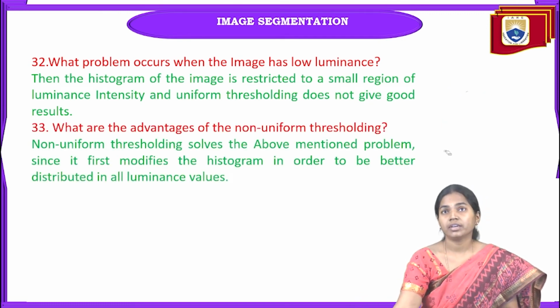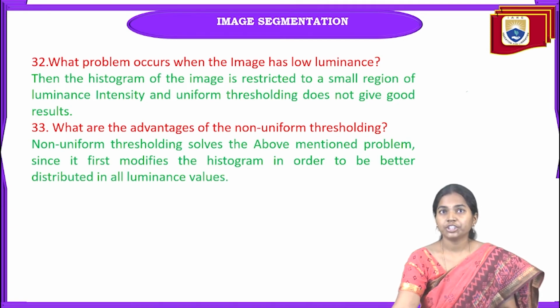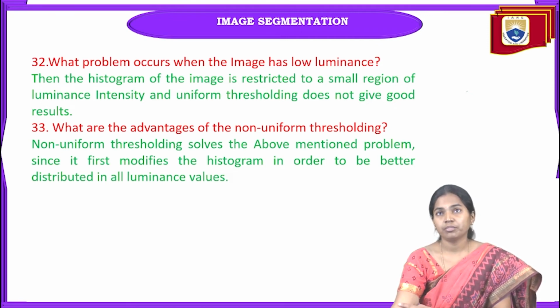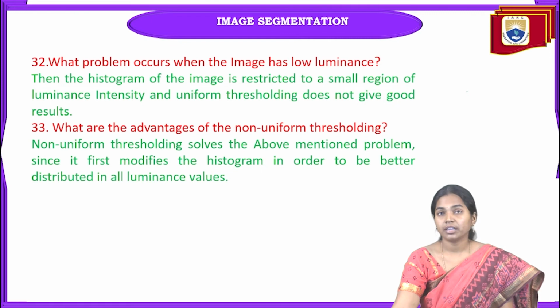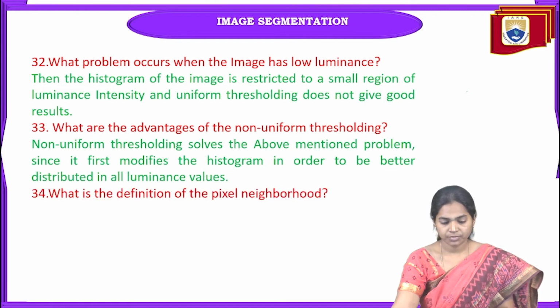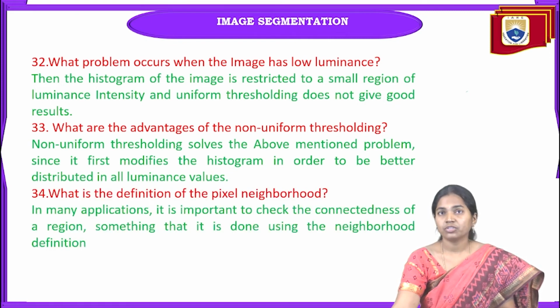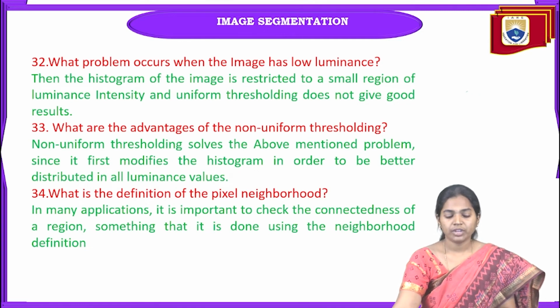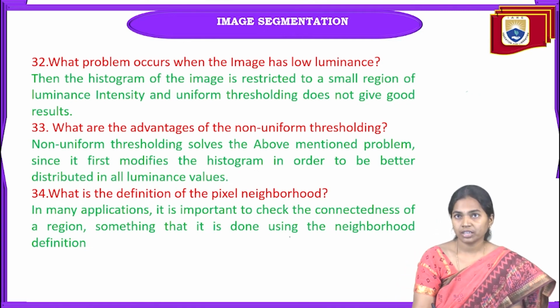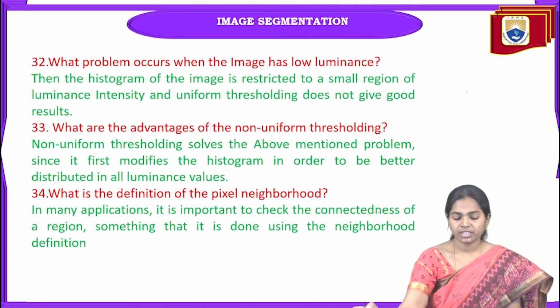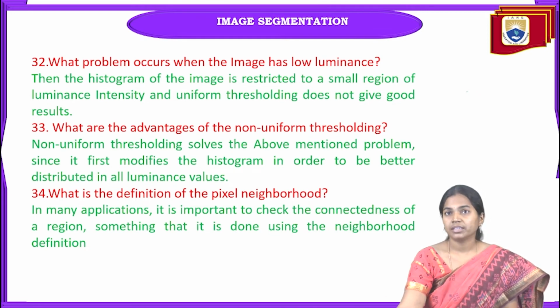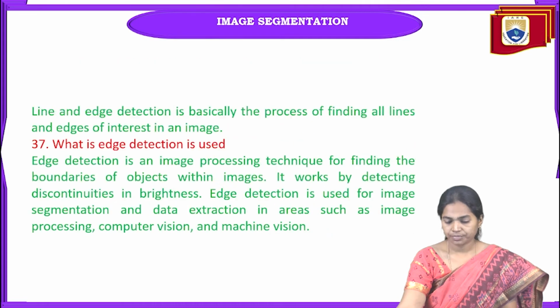Next, what are the advantages of non-uniform thresholding? Non-uniform thresholding solves the above mentioned problem. Uniform thresholding does not give a good result, since non-uniform thresholding first modifies the histogram in order to better distribute the illuminance values. So what is the definition of pixel neighborhood? In many applications it is important to check connectedness of region smoothing, and that is done using the neighborhood definition.